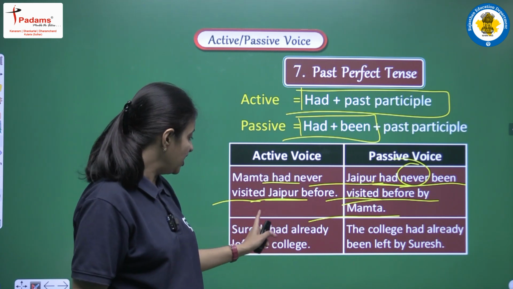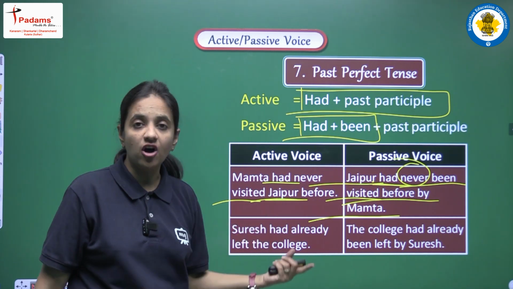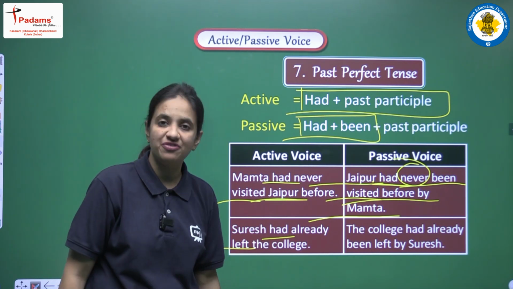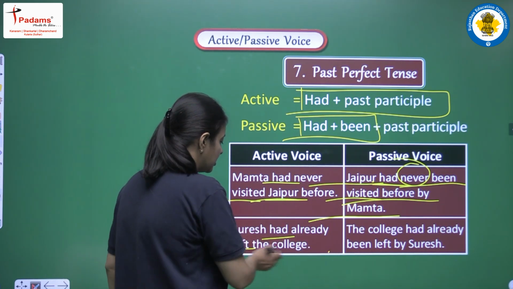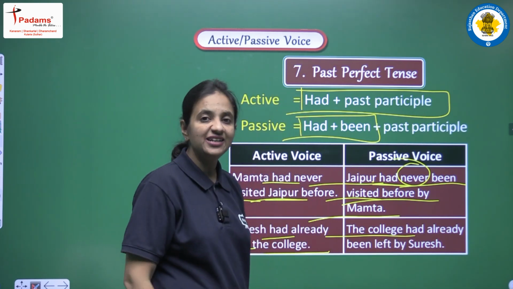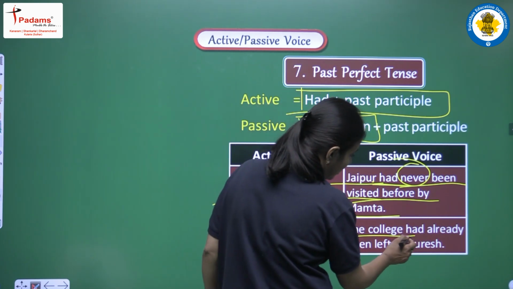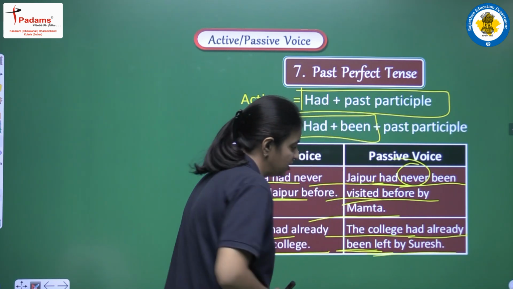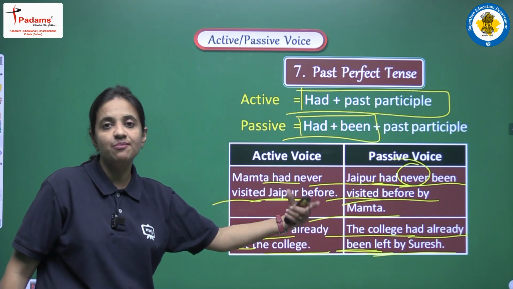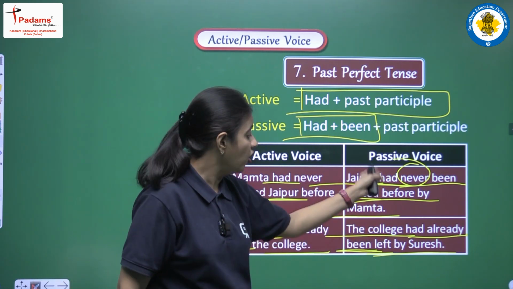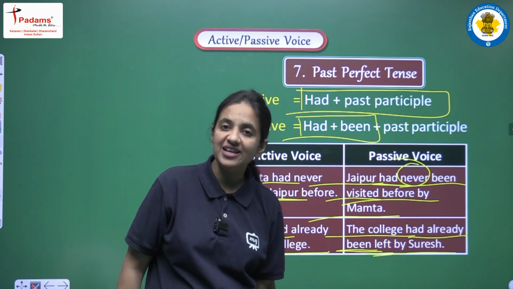Next is, Suresh had already left the college. So here had plus third form means past perfect tense. We are having the college as object, so our sentence will start with the object, that is the college. Next we are having had already been, third form left, subject at the end of the sentence as by Suresh. So our answer will be, the college had already been left by Suresh.